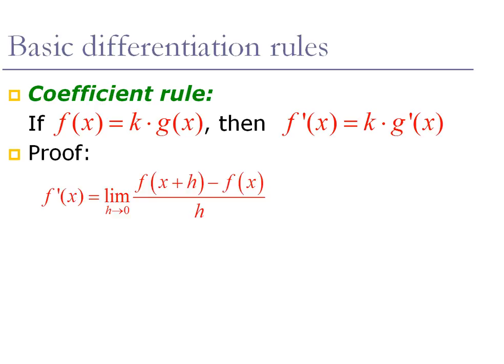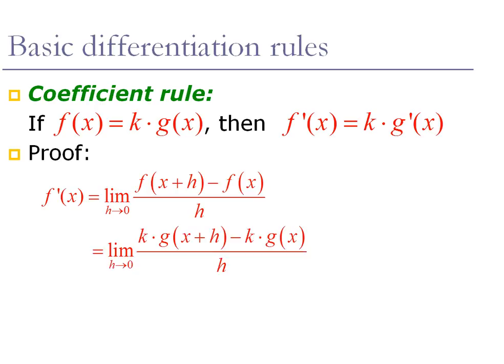Remember, the derivative is the limit as h approaches 0 of f of x plus h minus f of x over h, the big formula that I expect you to remember. What does it look like in this case? Our function is k times g of x. So that means in our case, f of x plus h becomes k times g of x plus h, and f of x becomes k times g of x.